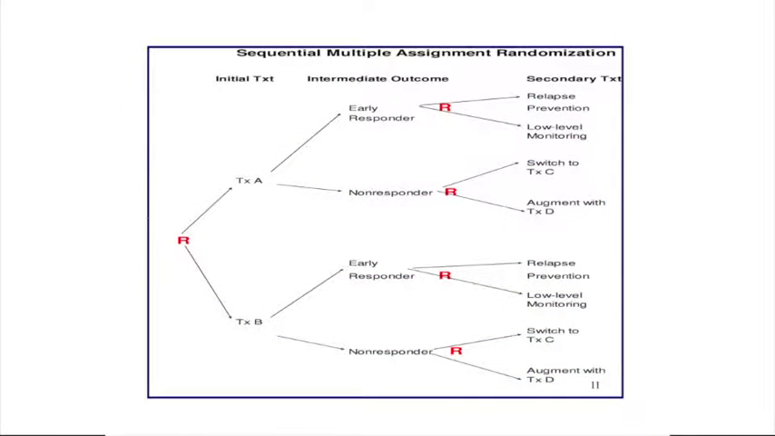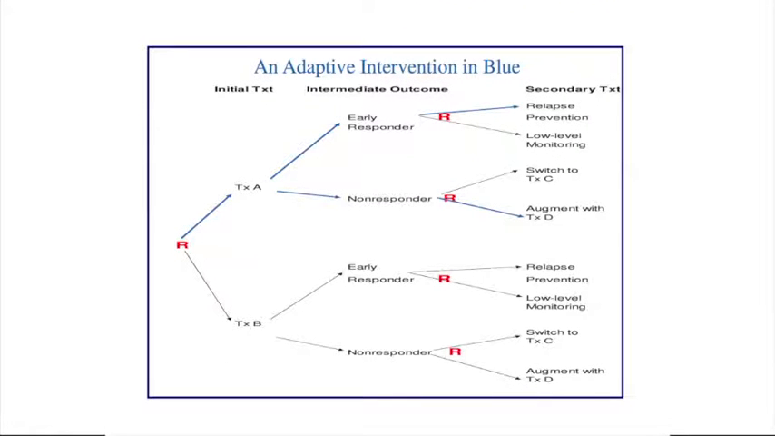In general, when I talk to clinical scientists about trials, I usually show them this picture because it's like a template for a trial. Participants come in, they're randomized to treatment A or treatment B. They're monitored for signs of early response or early non-response. If they're early responders, they may be provided some sort of relapse prevention or lower level monitoring. If they're early non-responders, you might switch treatment, you might augment. These are all tactics. So we often discuss adaptive interventions and these SMART trials within the context of this template.